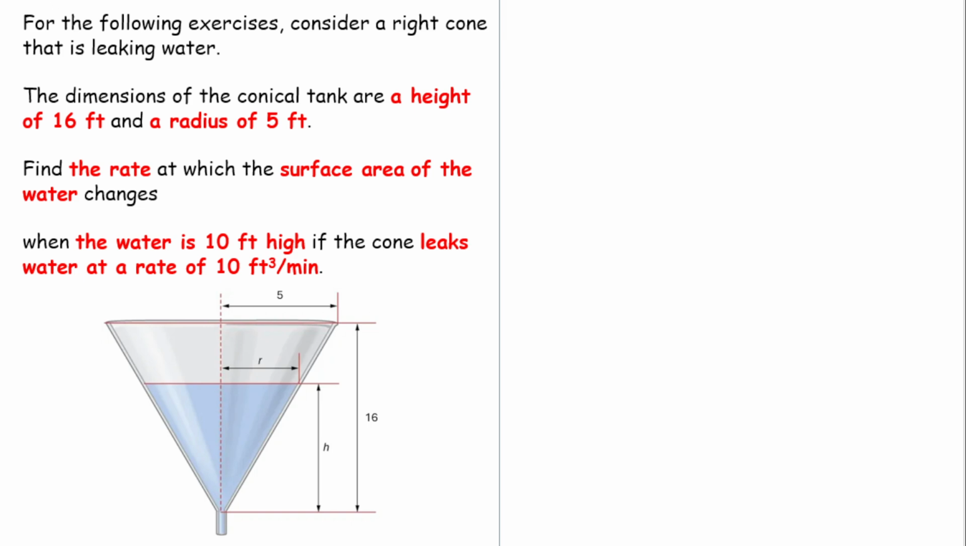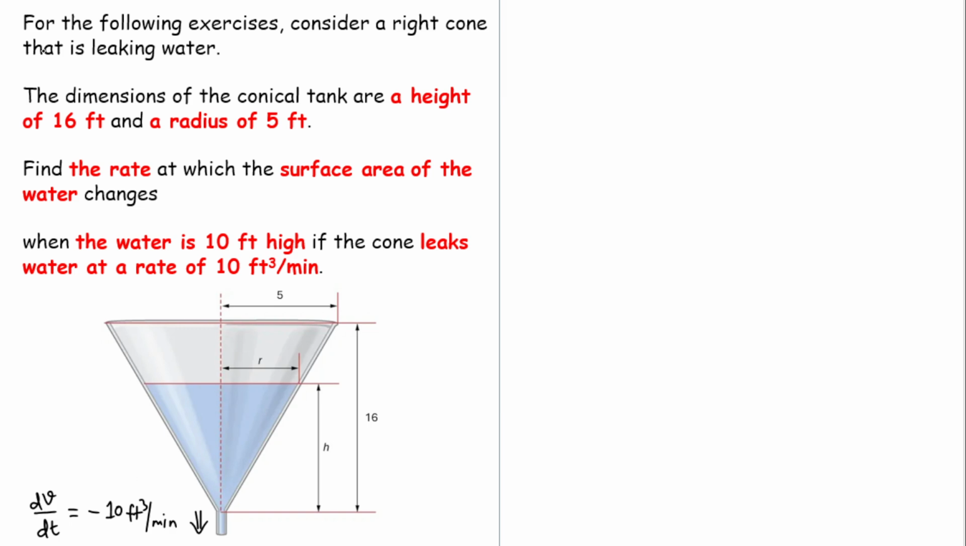Okay, now let's see it here. We have the water leaking from this hole with the rate of 10 feet cubed per minute. So we'll have dV/dt here, and the rate is negative because the water is decreasing. So we'll have minus 10 feet cubed per minute. Good. And then we need to find the surface area of the water.